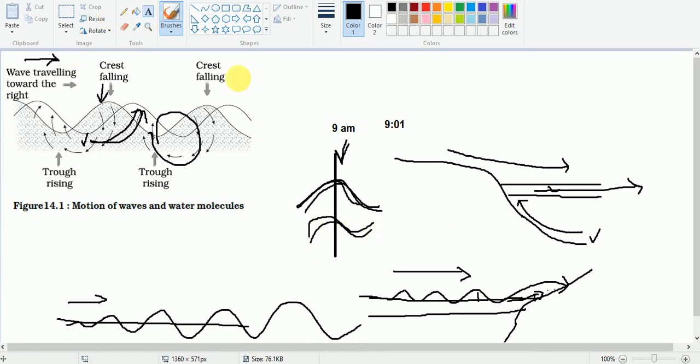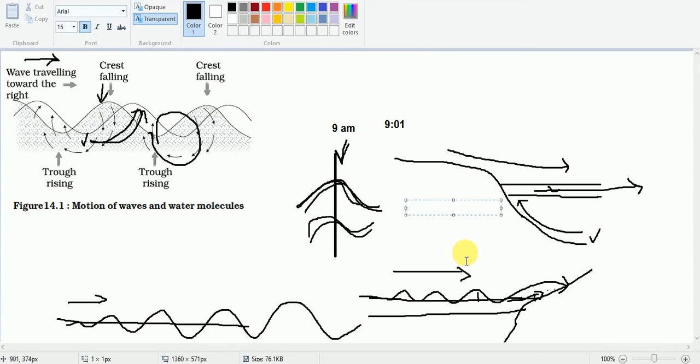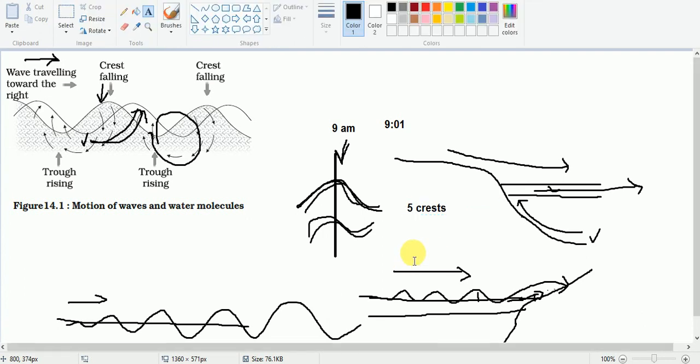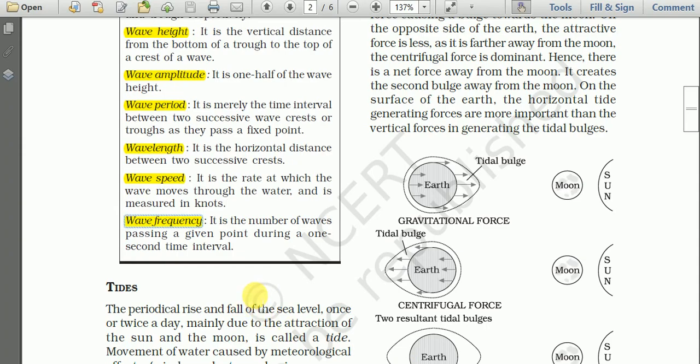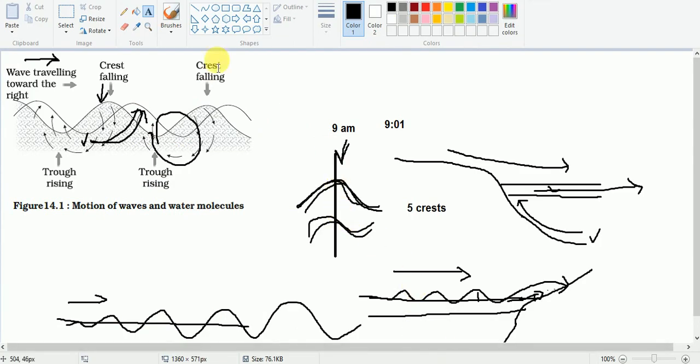Say, for example, as many as 5 crests have passed through this particular fixed point within 1 second, and that refers to wave frequency. Wave frequency is the number of waves passing a given point during a 1 second time interval. Within 1 second, how many waves have crossed this particular fixed point is known as wave frequency, whereas wave period refers to the time interval between two successive crests or troughs.